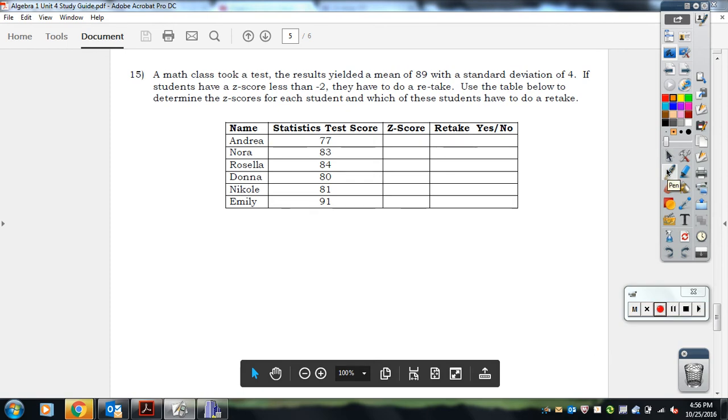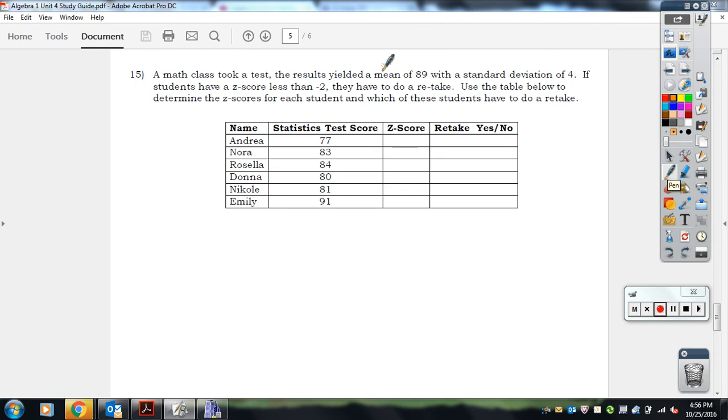And the last question, the math class took a test. The result yielded an average of 89, a mu of 89, and a standard deviation of sigma of 4. If the students have a z-score less than -2, not equal to -2, less than -2, in other words, -3 or -4, those are less than -2, then they have to do a retake. Use the table below to determine which students have to do a retake.